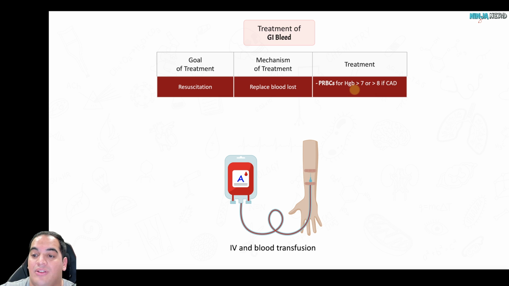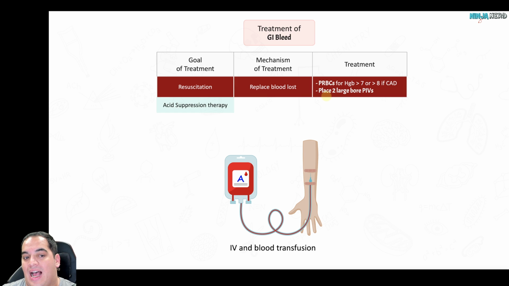If they have active myocardial ischemia, so NSTEMI, then you should push it up to 8 and give them 2 units. All right. The other thing is that you're just going to get 2 large bore IVs. The reason why is these are going to give you good access to get a lot of blood into these patients really quickly.